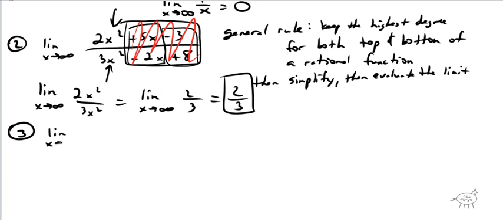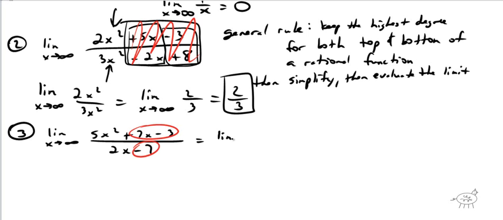Limit as x approaches infinity of 5x squared plus 7x minus 3 over 2x minus 7. Okay, so remember what I told you guys to do? We can pretty much eliminate this and this. We just keep the highest degree on the top and the bottom. So it's limit as x approaches infinity of 5x squared over 2x, right? Now we simplify it, so that's going to give us limit as x approaches infinity of 5x over 2.